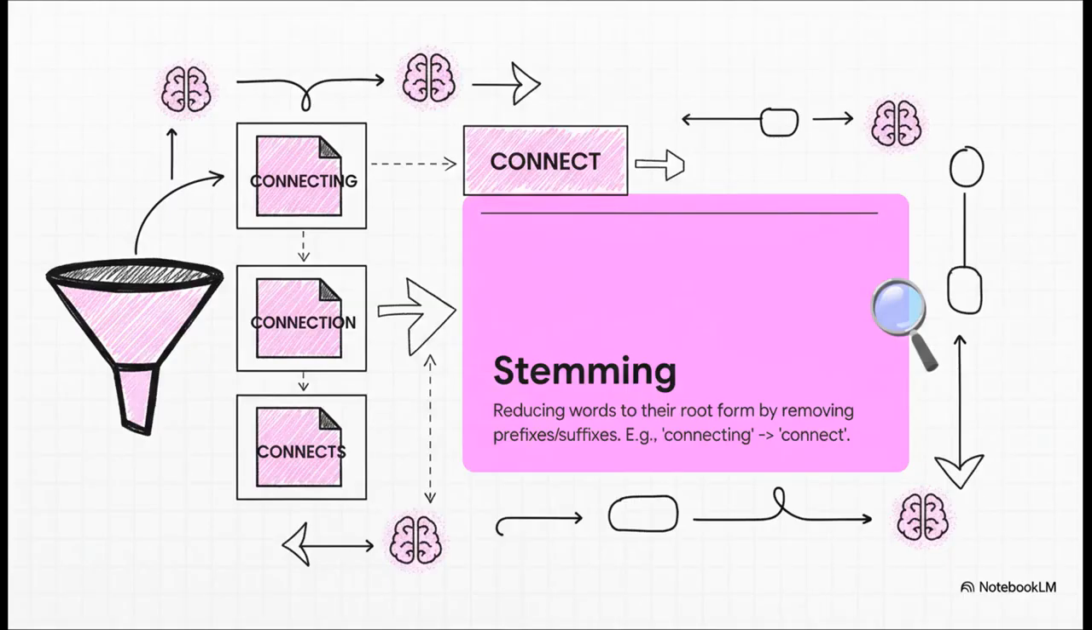This process is so important. It's what allows a search engine to be smart enough to know that when you type in connect, you're probably also interested in pages that talk about connection or connecting. It's brilliant, really. It groups all the different variations of a word under one single conceptual umbrella.